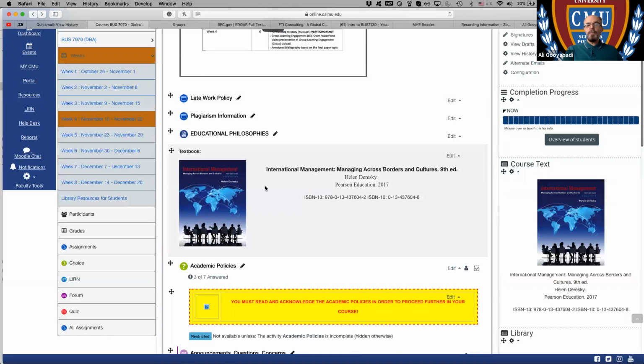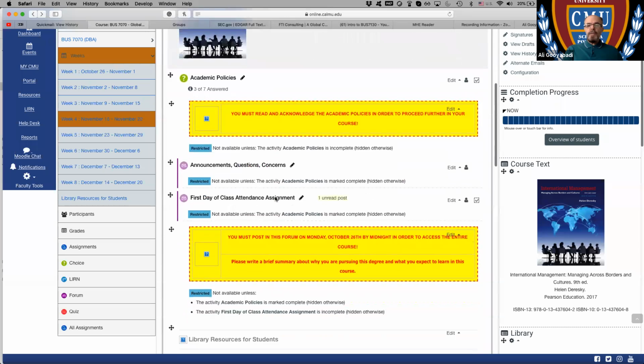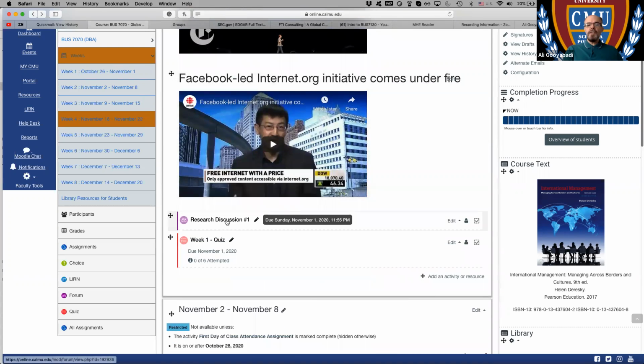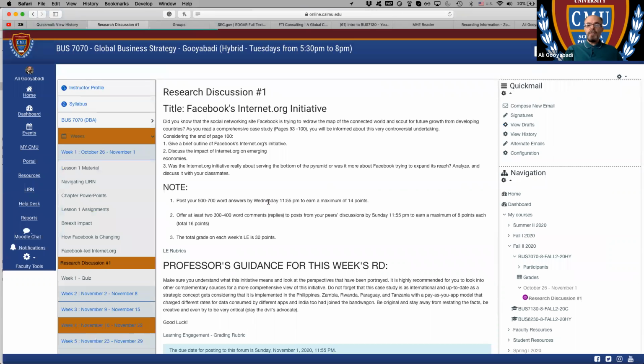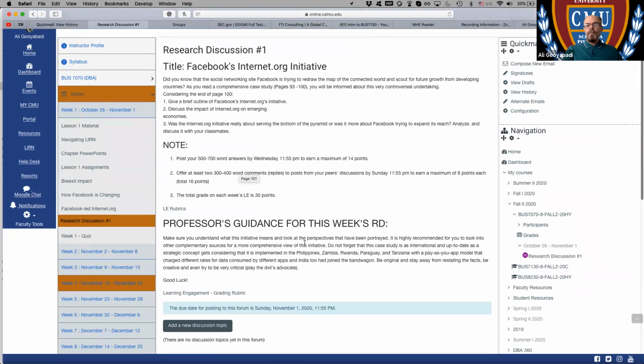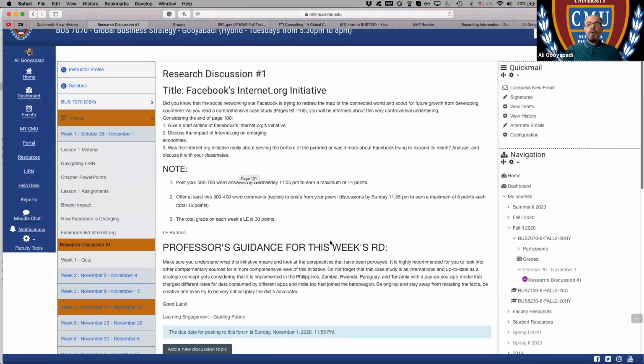Make sure you have the book. Buy the book as early as possible, because right now, as you can see, your first engagement, your first research discussion, is about something that is at page 100, right? So you have to go ahead and look at Facebook's internet.org initiatives. Please read carefully my guidance for your RD. That way you stay within the limits of what is expected, and post early.